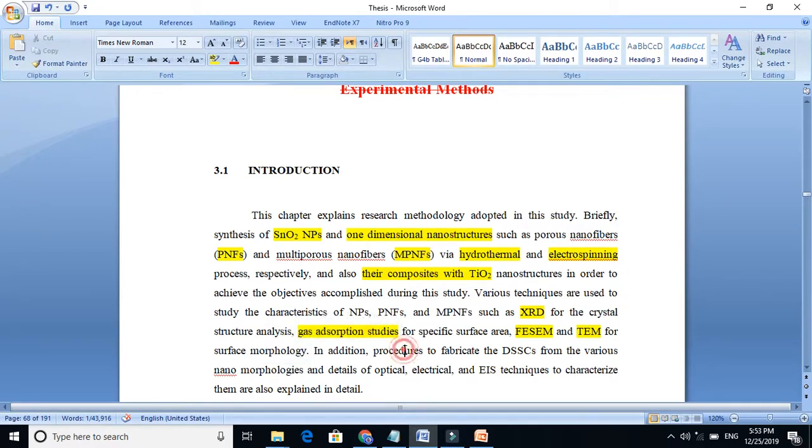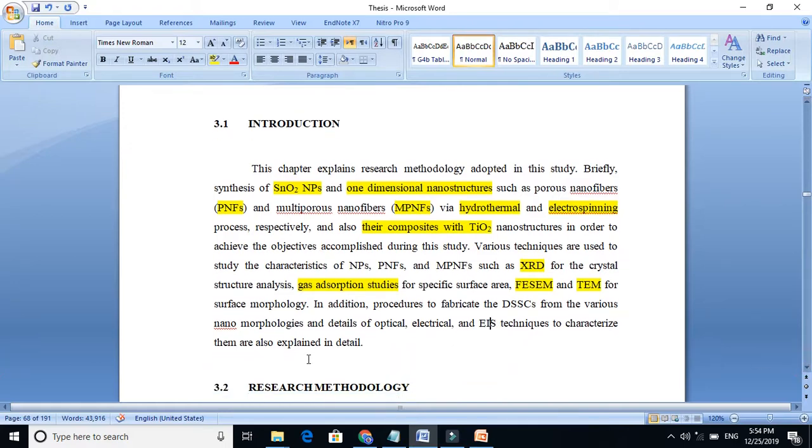In addition, I will use some procedures to fabricate dye-sensitized solar cells from the various nanomorphologies, and details of optical, electrical, and electrochemical impedance spectroscopy techniques I will use to characterize them, also explained in detail. I will also use some electrical properties to find resistance, and some optical properties to find the band gaps, and find the resistivity and conductivity. This is also used to know the capacitive behavior, the resistive behavior, etc. So these are the techniques I will use to achieve my objectives.